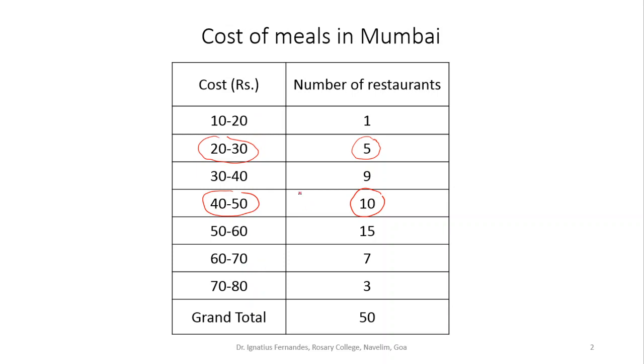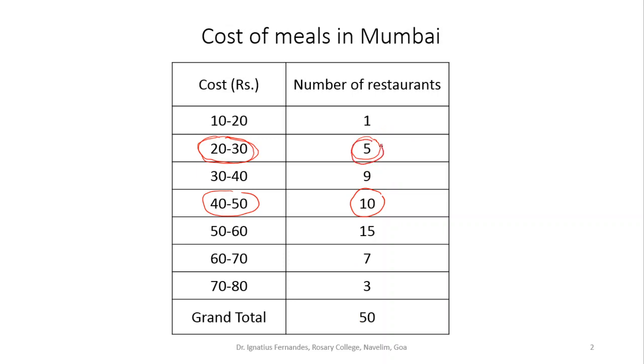In case you need some additional information in terms of percentages, let's say for example, I'm interested in finding out what percent of restaurants give their meal for rupees 30 to 40 or say 20 to 30. What is the percentage of restaurants which give a meal for rupees 20 to 30? So I'm not really looking at the value 5, but I'm looking at the value in terms of percentage. Now how do I find out the percentage?